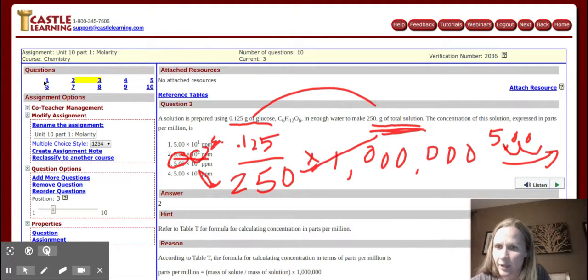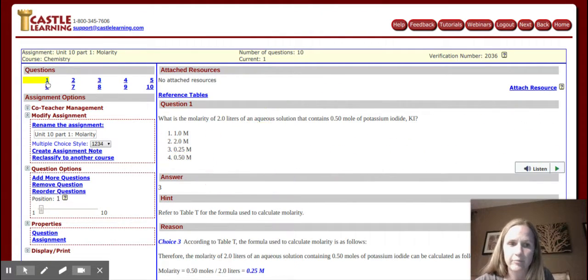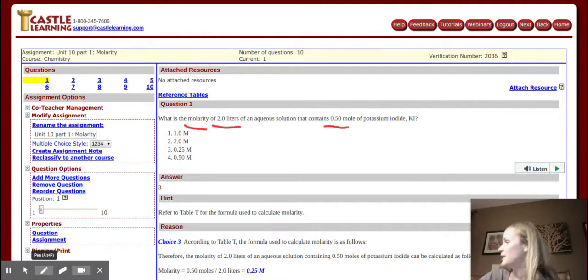Next question. I'll go back to question 1. And it's a molarity question. So it says, what's the molarity? So I'm going to use the molarity formula, 2 liters of an aqueous solution that contains this many moles of potassium iodide.